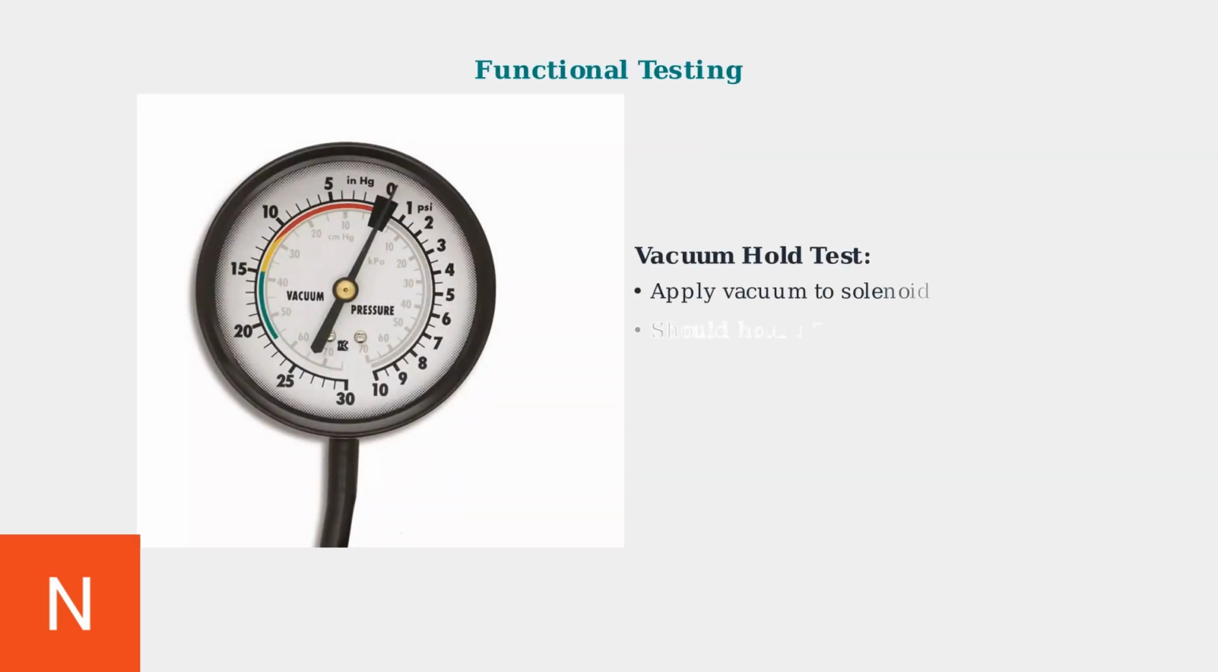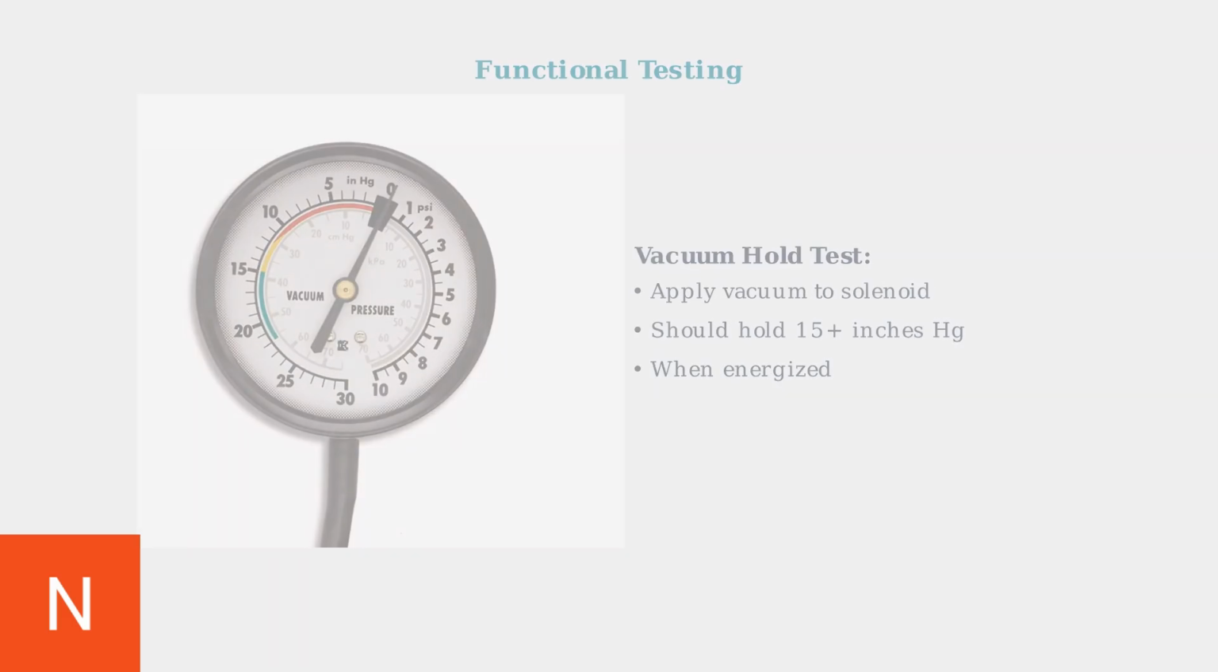Normal readings should be between 20 and 30 ohms. Verify the solenoid receives 12 volts when commanded by the PCM, and check the ground circuit. Functional testing involves applying vacuum to the solenoid. When energized, it should hold 15 or more inches of mercury. This confirms the solenoid can properly seal when commanded.